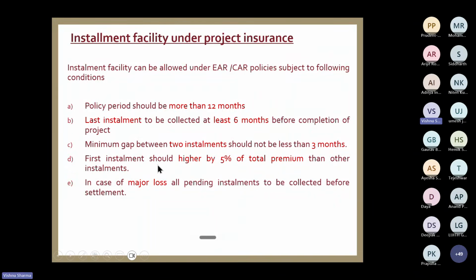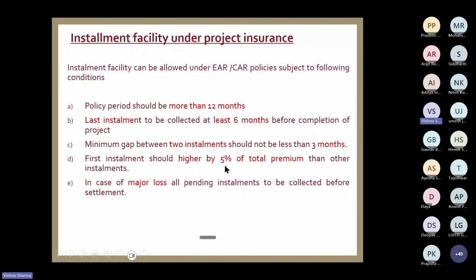Okay. Substantial premium has to come. First installment should be higher by 5%. Again there is a confusion. People think that it should be higher in comparison to second or third installment. No. 5% higher of the total premium. So first installment should be heavy. It is not that the difference between first and second installment should be 5%. No, that is a wrong understanding.